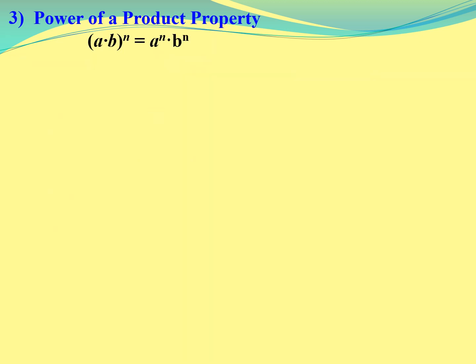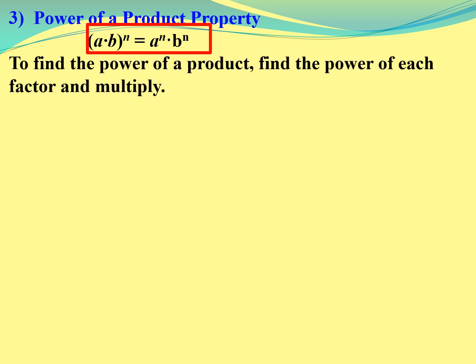The third formula is power of a product property. This is expressed in the form quantity a times b raised to n equals a to the n times b to the n. To find the power of a product, find the power of its factors and multiply.